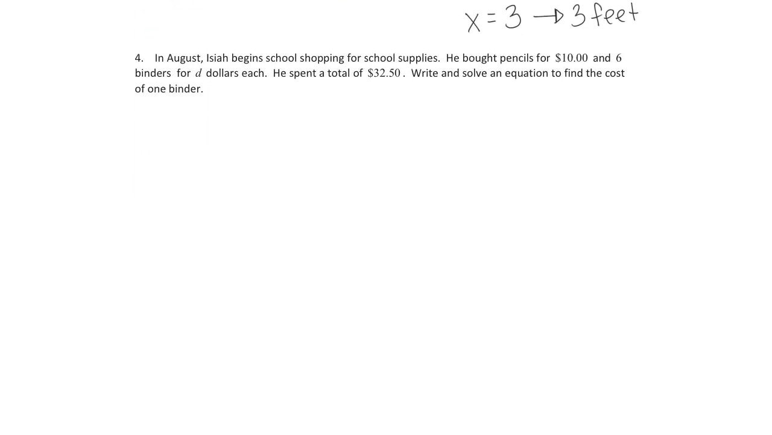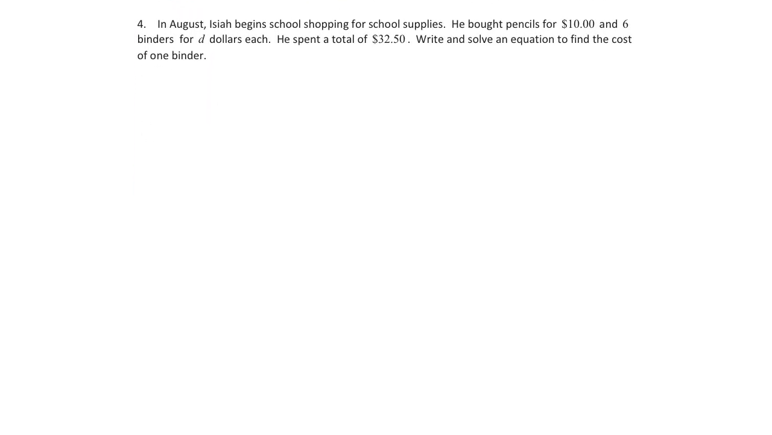Now let's go ahead and start problem 4. In August, Isaiah begins school shopping for school supplies. He bought pencils for $10 and 6 binders for $D each. He spent a total of $32.50. Write and solve an equation to find the cost of one binder.